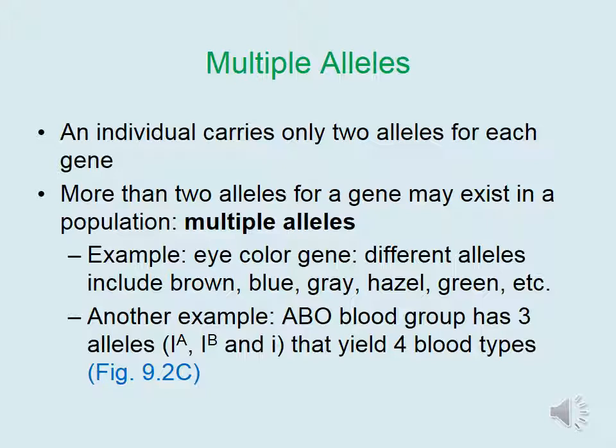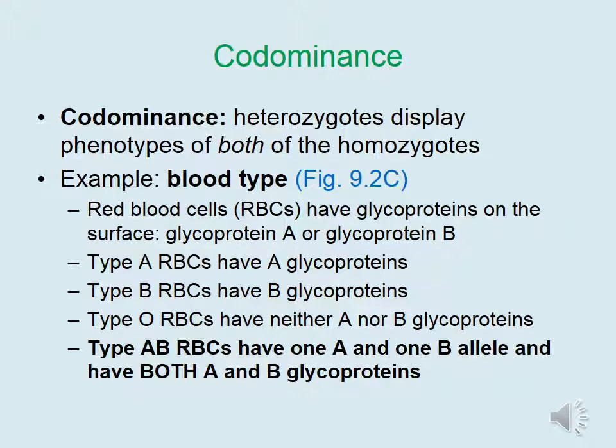Once again, this is different from what Mendel saw in his pea plants. In Mendel's pea plants, there were only two alleles total for each gene: violet or white flowers, green or yellow seeds, round or wrinkled seeds, etc. Another exception to Mendel's rules is codominance. In this case, heterozygotes display phenotypes of both of the homozygotes.